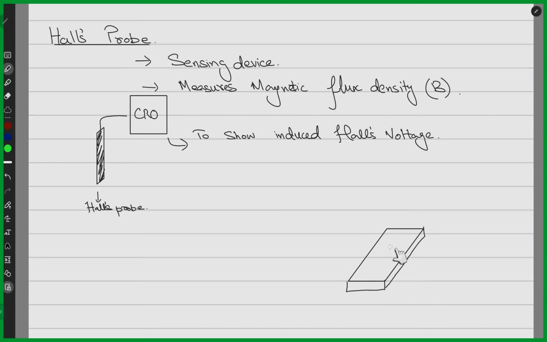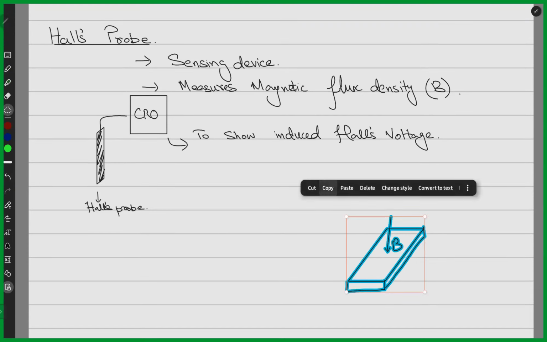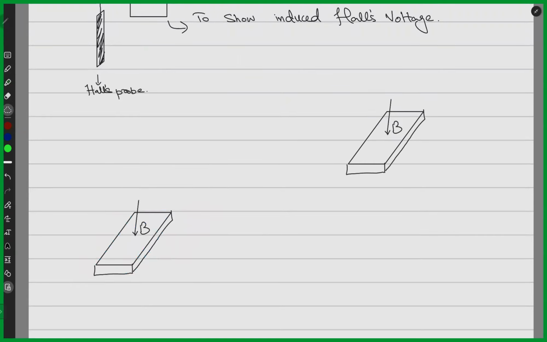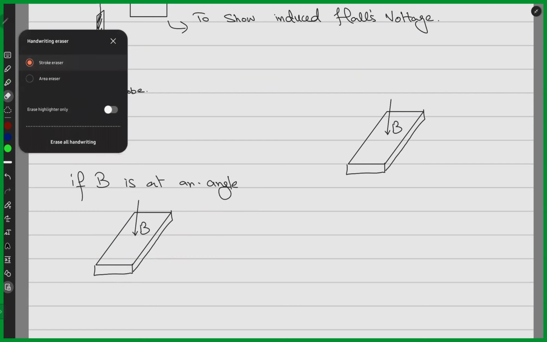Okay, so we have a magnetic field that is coming like this, that was perpendicular to the surface. What if it's not perpendicular, right? Suppose the magnetic field B is at an angle. In that case, what we'll have is, let me draw this.